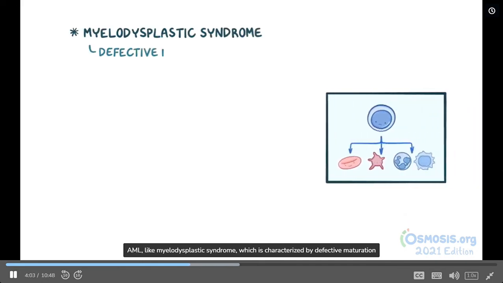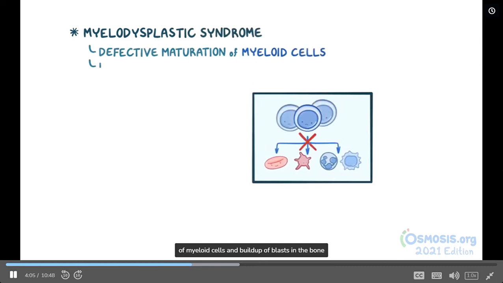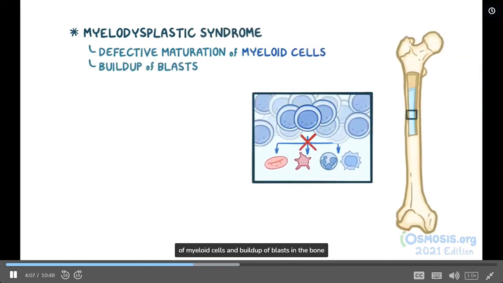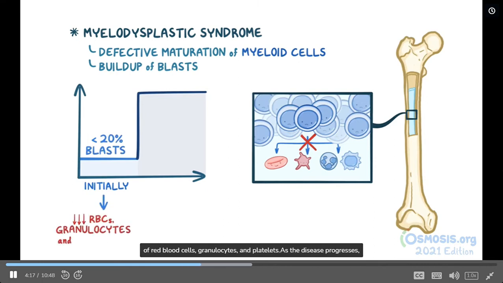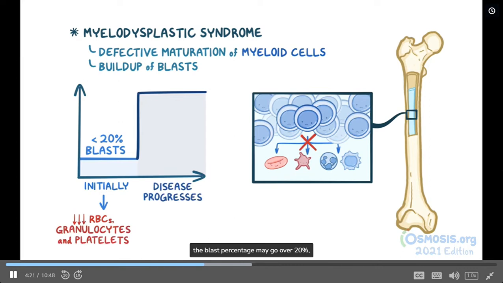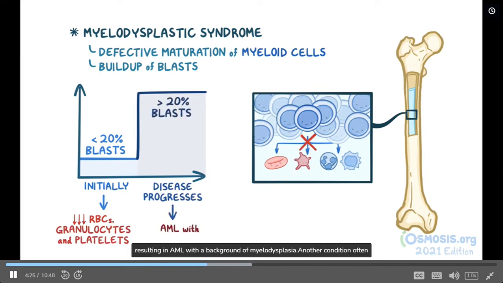characterized by defective maturation of myeloid cells and buildup of blasts in the bone marrow. Usually, the buildup is initially less than 20% blasts, but that's enough to cause a decrease in the function of red blood cells, granulocytes, and platelets. As the disease progresses, the blast percentage may go over 20%, resulting in AML with a background of myelodysplasia.